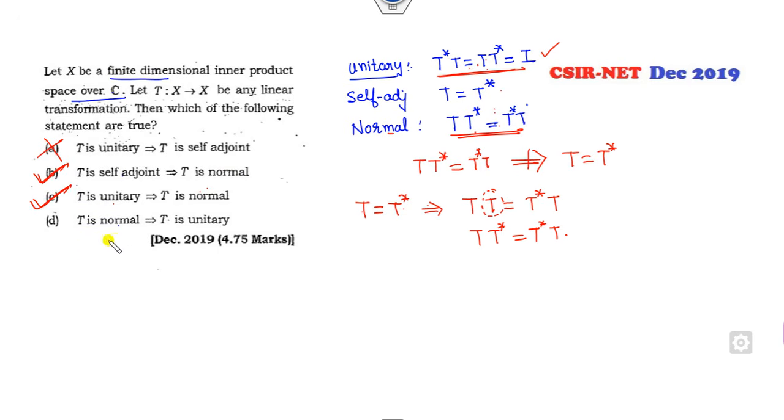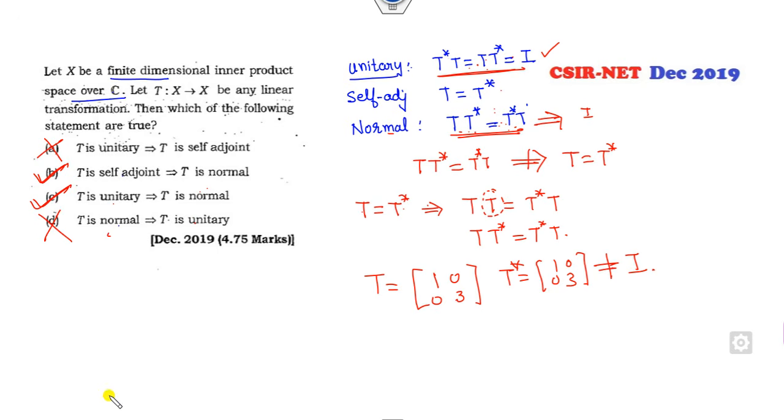This is the right. If T is my normal, if this property holds, can you say T is my unitary? If both are the same, is it necessary they are equal to I? Not always true. How? You can consider any example, like a simple diagonal matrix 1, 3, 0, 0. So T star is also your 1, 3. Now clearly, if you multiply them, both are the same, but they are not equal to I. So again you can see for the first example also this is satisfied, and here. So the right answers are B and C.